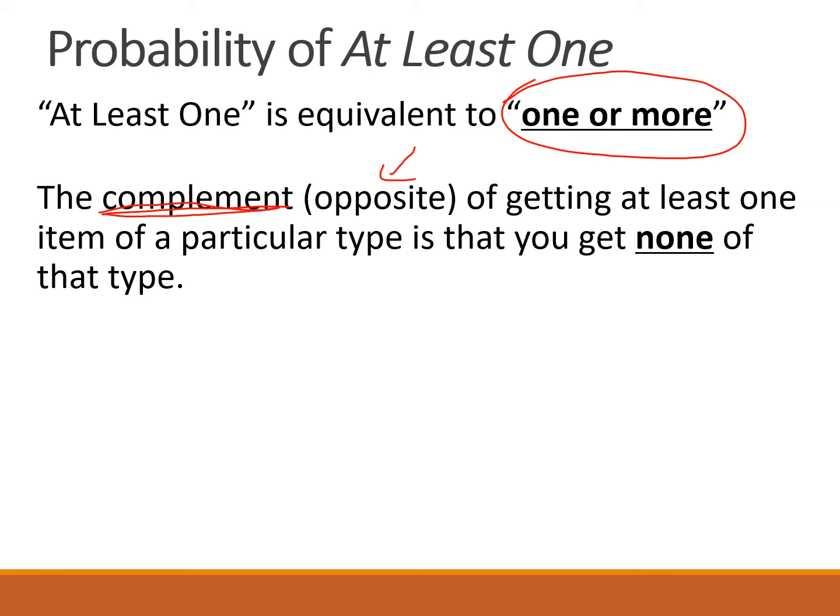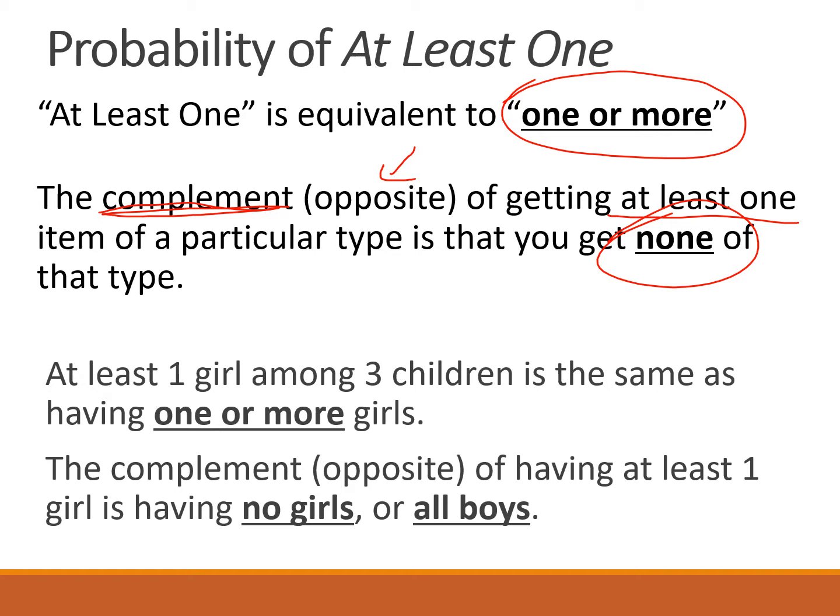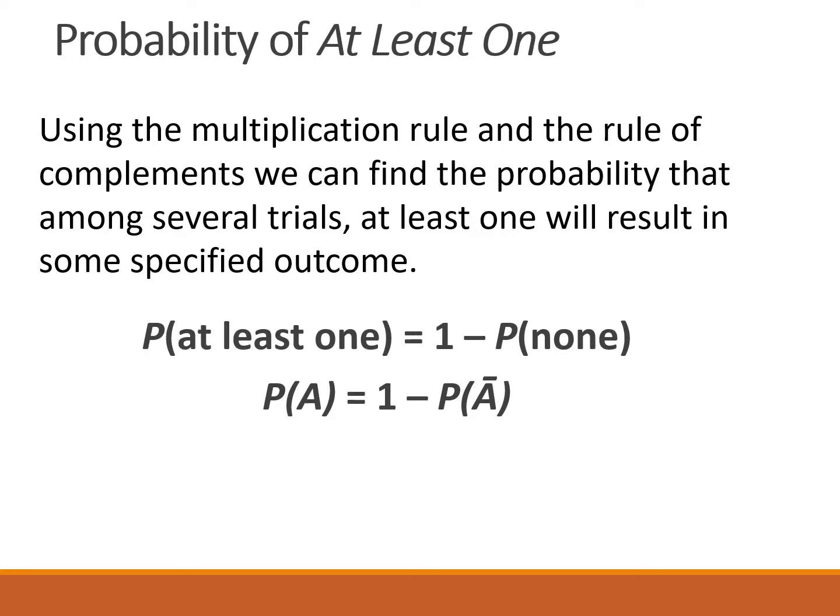Together they total 100%. So the complement of getting at least one of an item is that we get none. If we take all the events where we get at least one and we combine it with the event where we get none of that type of item, that totals every possible situation that could occur, or 100% of the situations. For example, if we're talking about having 3 children, the probability of getting at least one girl is the same as getting one or more girls, so 1, 2, or 3 girls. The complement of that is having no girls, or in other words, all boys. If we take all of these outcomes and we add them together, that covers every possible scenario. Those total 100%.